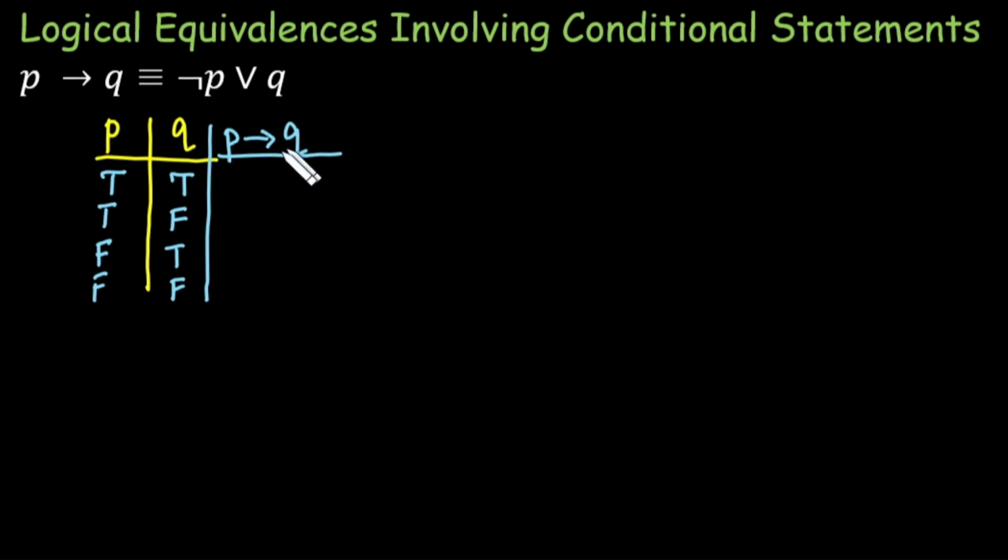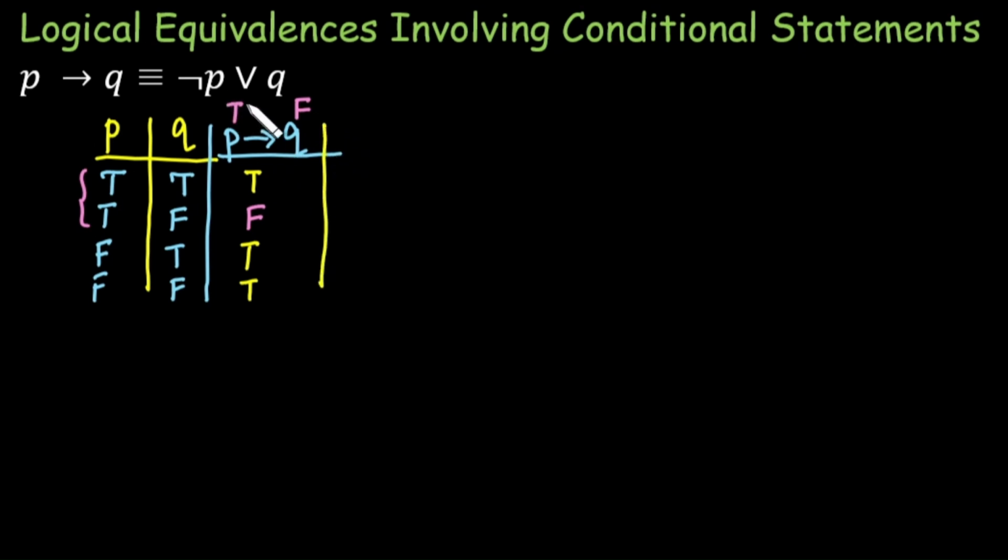So this is a conditional statement. The statement is false only in one case, when P is true and Q is false. So only in this case the statement is false, otherwise true. So P is true in the first two cases, Q is false in the second case. It means in the second case it is false and the rest are true.